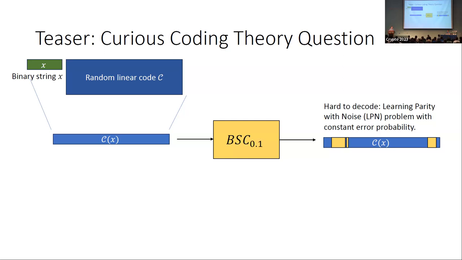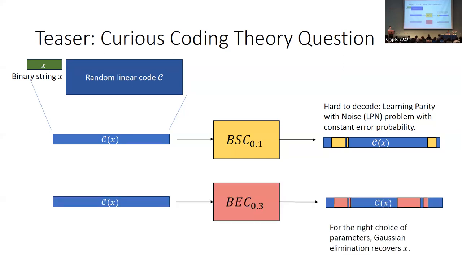Then decoding from this code word is hard, and it's computationally hard because of the learning parity with noise problem with constant error probability. Now, if I send the same code word through a binary erasure channel with 0.3 probability of erasure, then for the right choice of parameters, meaning the length and dimension of the random linear code, Gaussian elimination recovers X. So recovering from erasures is easy. And in general, in coding theory, the problem of decoding from erasures is easier than decoding from flips.